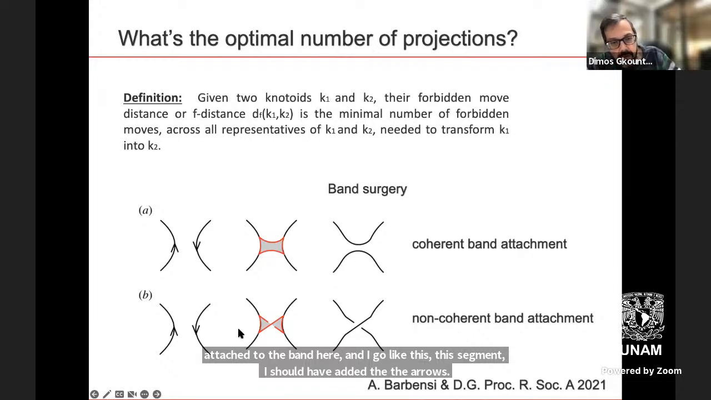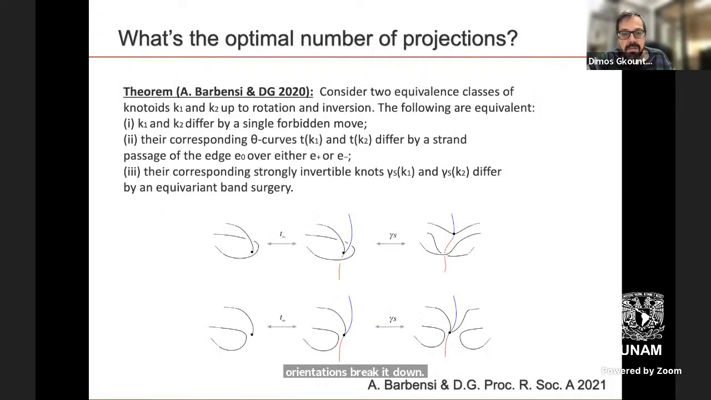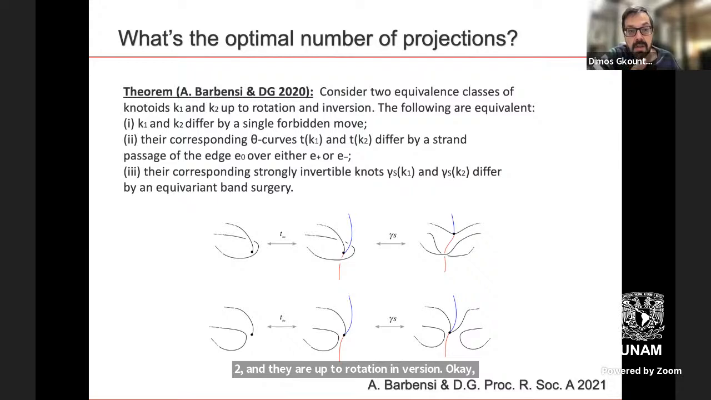And there is also the non-coherent band attachment where there is a twist in the band and the orientations break down. So this is a non-coherent band attachment. So based on that, we have the following theorem. So we use this theorem to characterize all forbidden moves. So if we have two equivalence classes of notoids, K1 and K2, up to rotation and inversion, okay, let's not go into that, but the following three are equivalent.